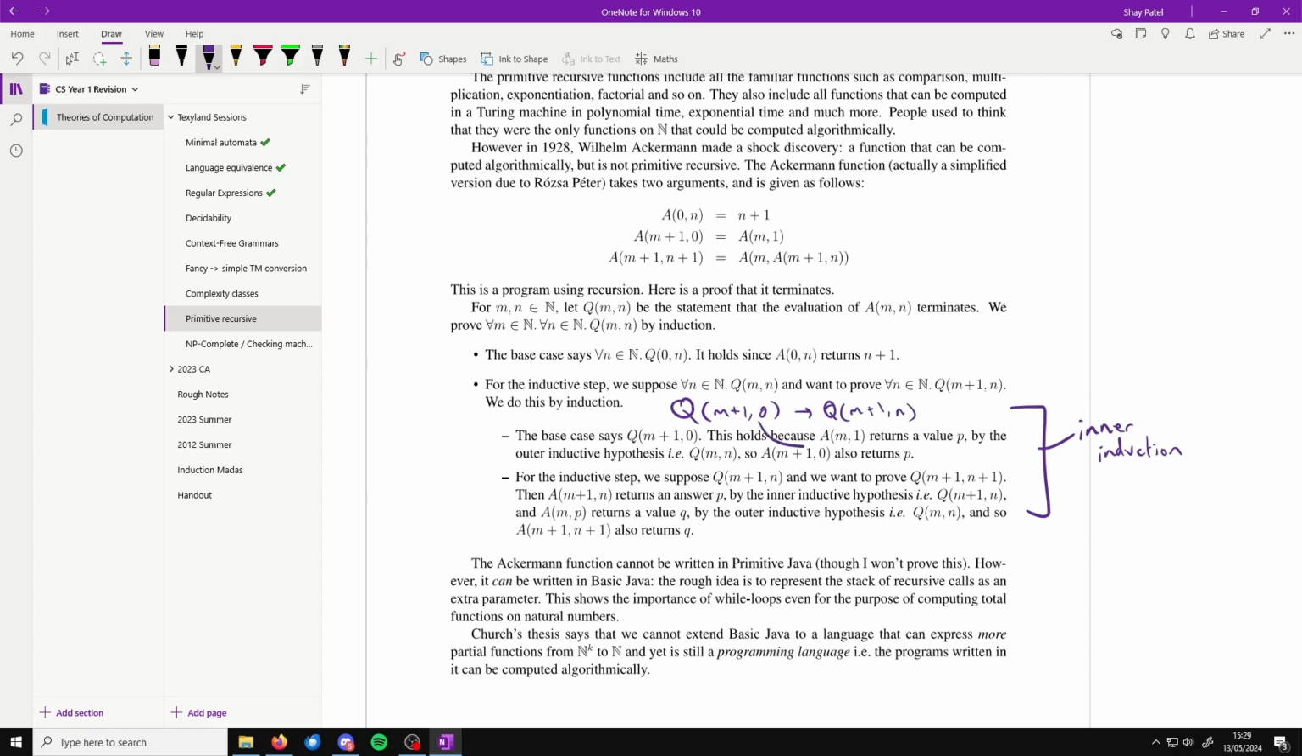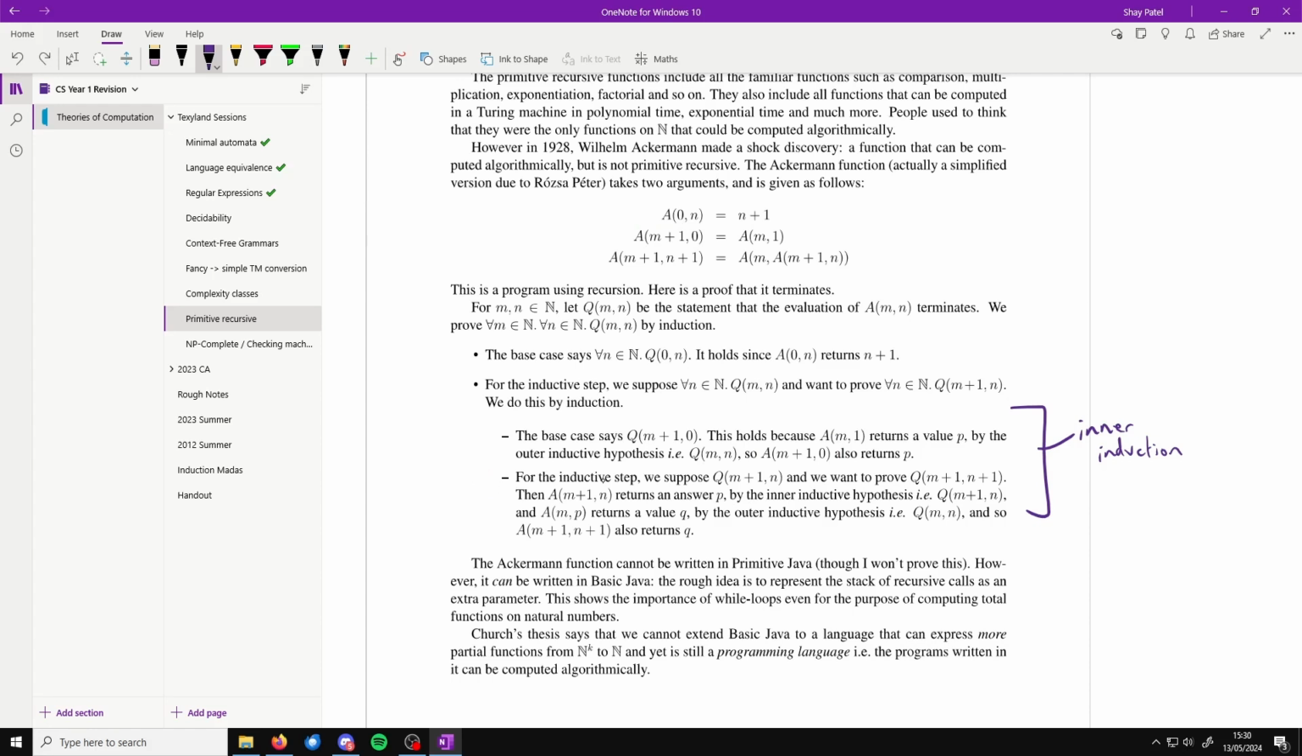Our inductive step here is where n is greater than 0, and by course of values, we can say it holds for some value less than it, so it must hold for this value as well. Okay, A m comma 1 returns a value p by that course of values, and so by this rule here, that means this would also return that value p, because we're just passing m plus 1, 0 in.